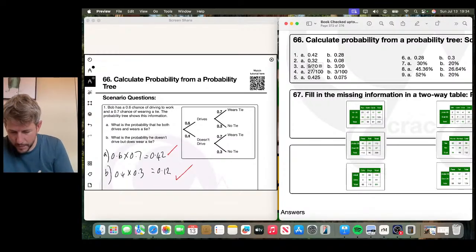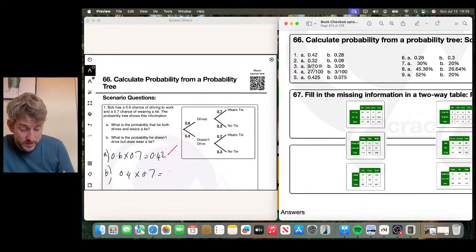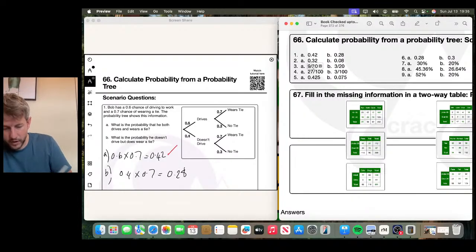Oh, right, that's my bad. What is the probability that he doesn't drive but does wear a tie? So it's this route here. Okay, so that is wrong. 0.4 times 0.7, and that is 0.28. So the mark scheme was correct. Okay.